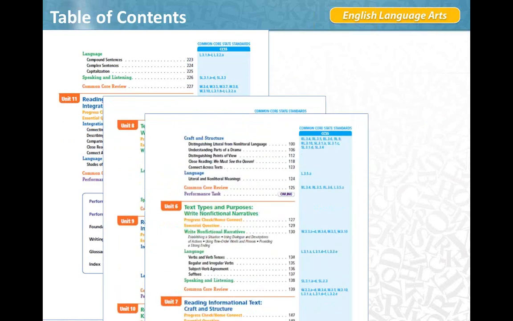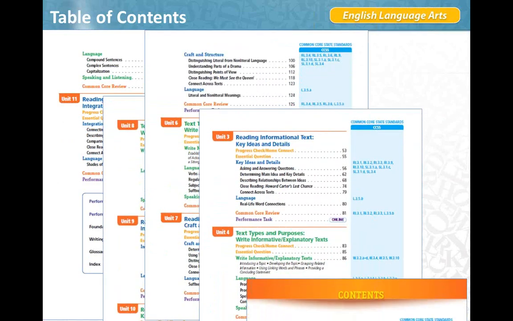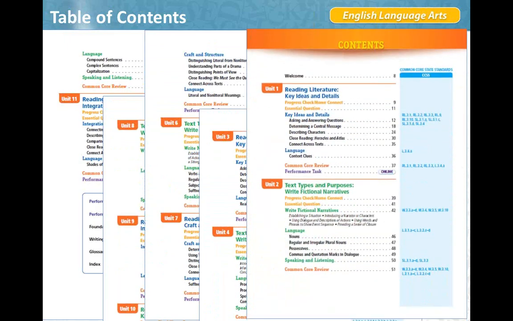As you will see, there are 11 units for the English Language Arts program for Common Core Progress. There are 6 reading units and 5 writing units. They alternate. So there's a reading unit and then a writing unit that actually aligns to the reading unit. So the first unit is reading literature, key ideas and details. The first writing is writing fictional narratives. They complement each other.